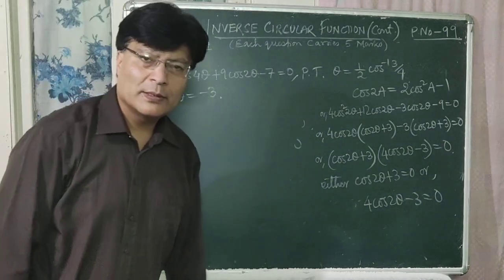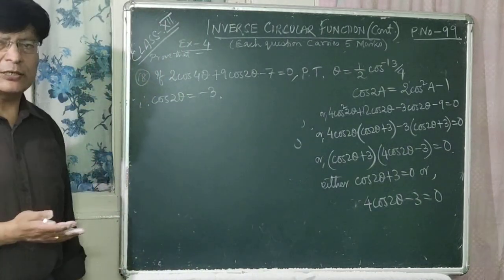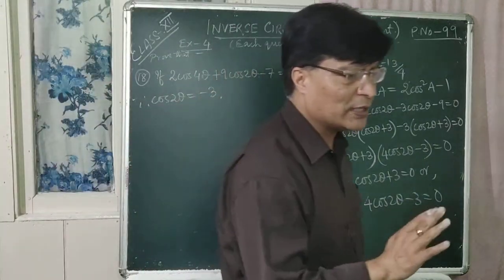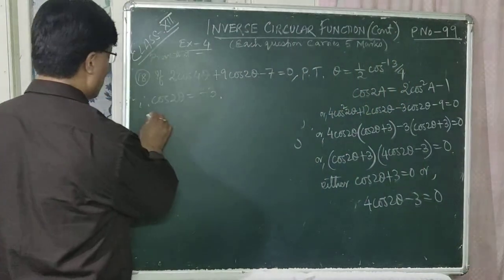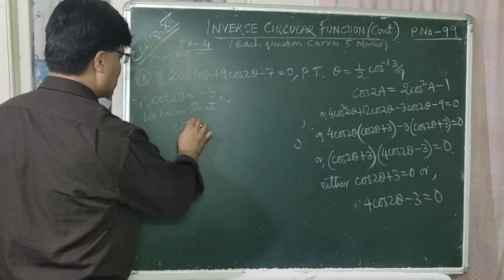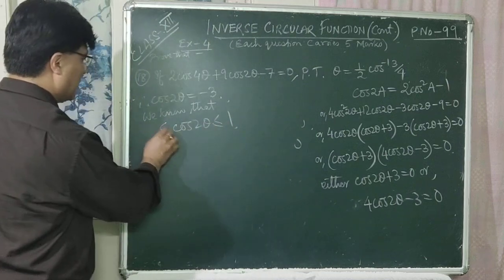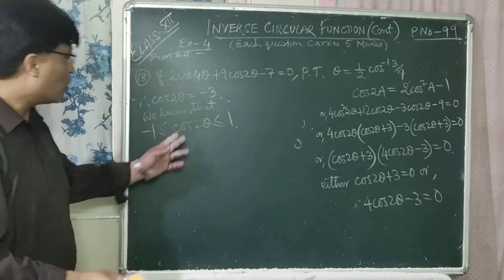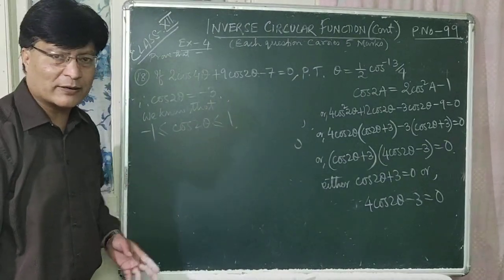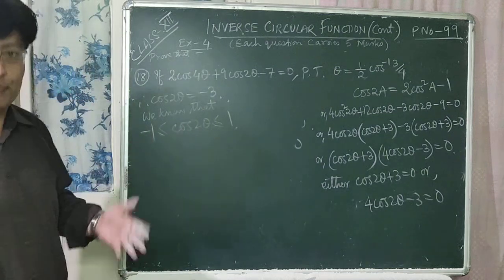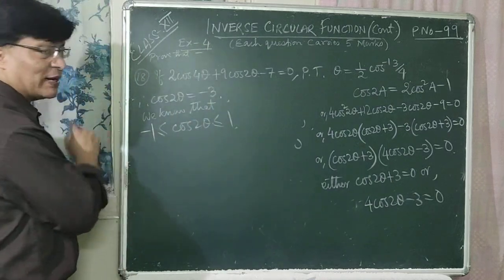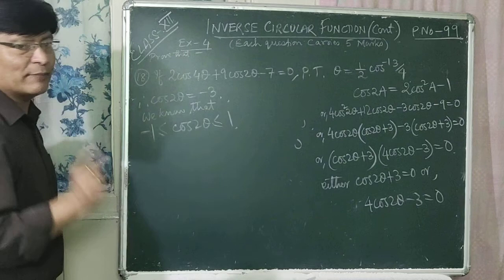But is cos 2 theta equal to minus 3 valid? You know that cos of an angle always lies within minus 1 and plus 1. We know that cos 2 theta always lies within minus 1 to plus 1. Cos 2 theta should not be greater than 1. Cos 2 theta should not be less than minus 1. Okay? But here cos 2 theta is minus 3. So minus 3 is less than minus 1. So the value of cos 2 theta cannot be minus 3.